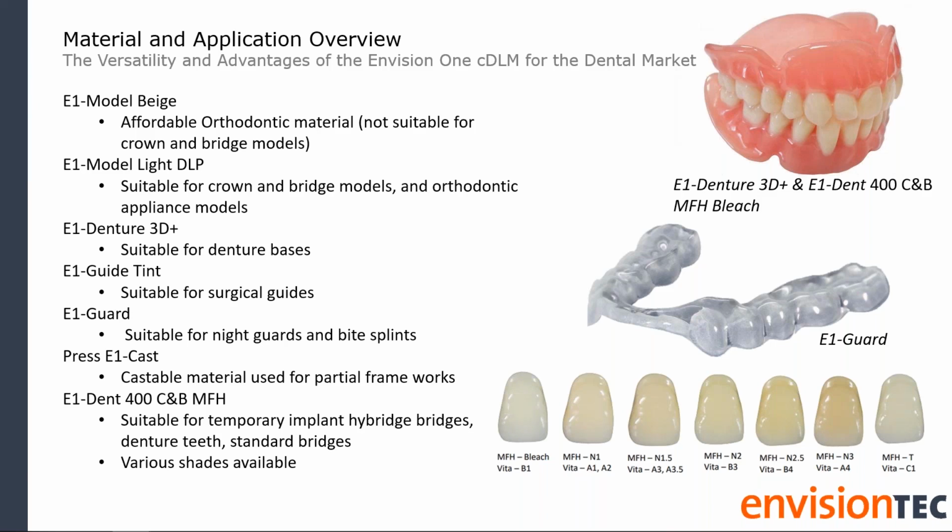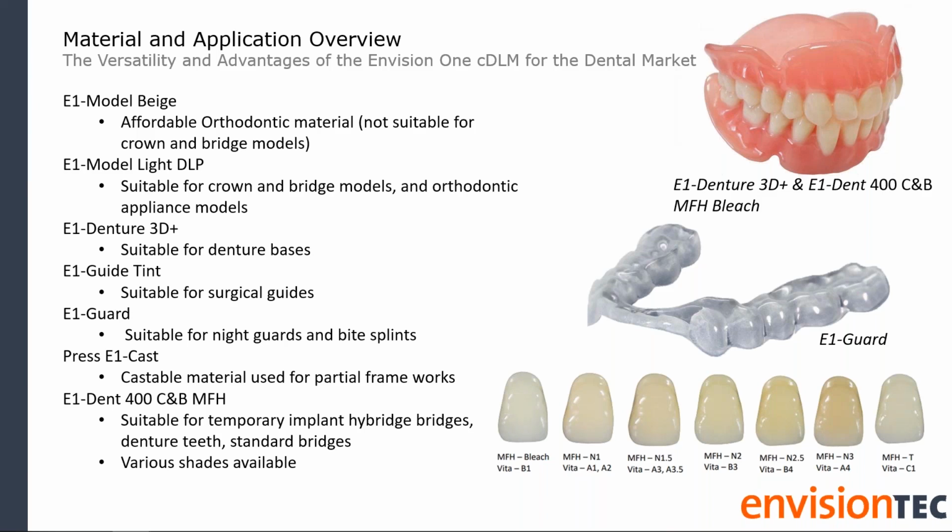E1 Guide Tint is a strong translucent orange material used for high-precision surgical drill guides for use in implant surgery. The material is resistant to disinfectants and can be sterilized using gamma rays in autoclave without affecting dimensional stability. E1 Guard is pictured towards the center and is used for the production of accurate splints and retainers.